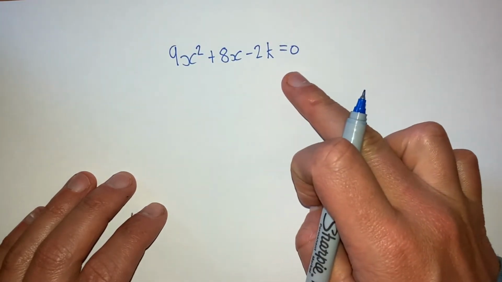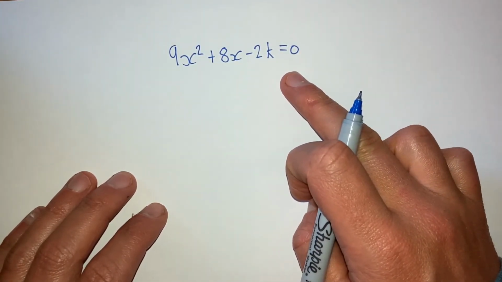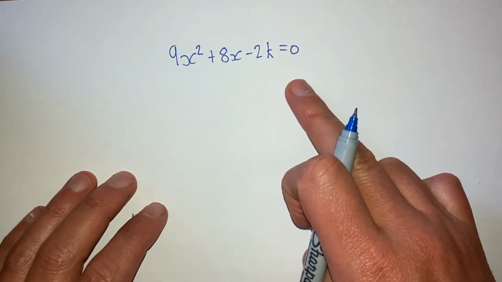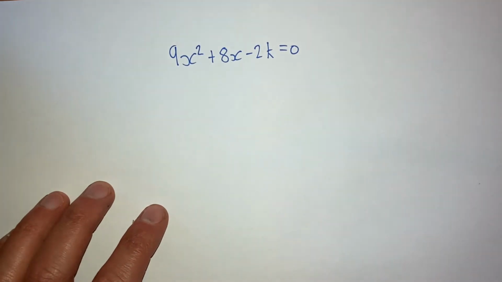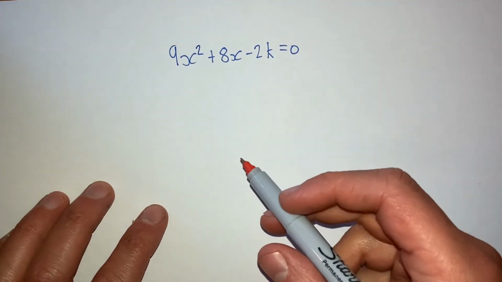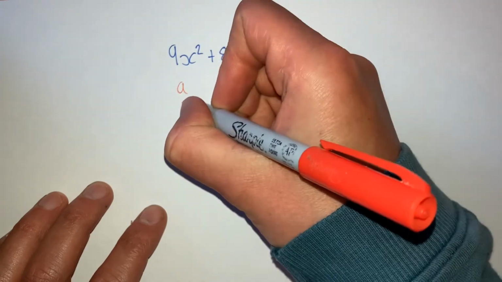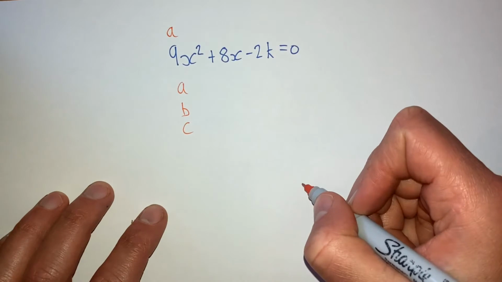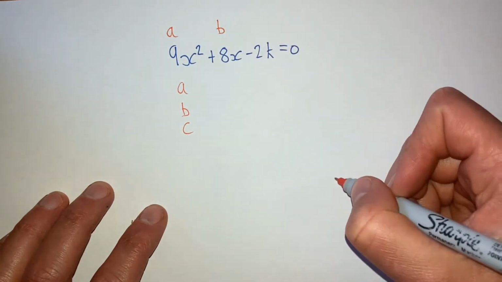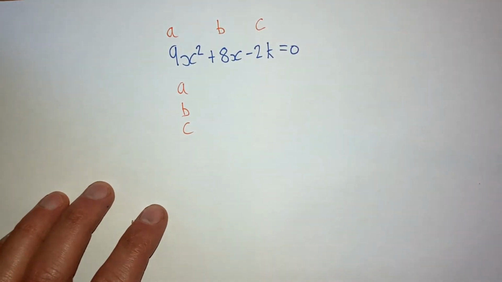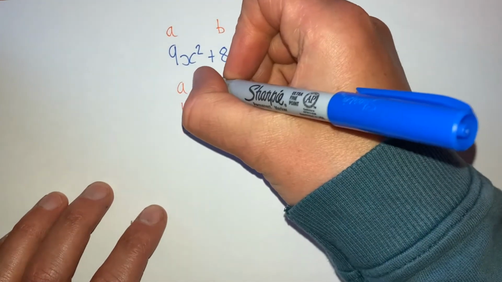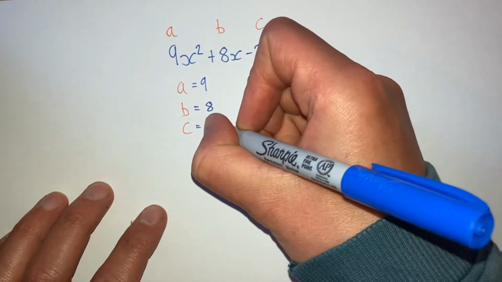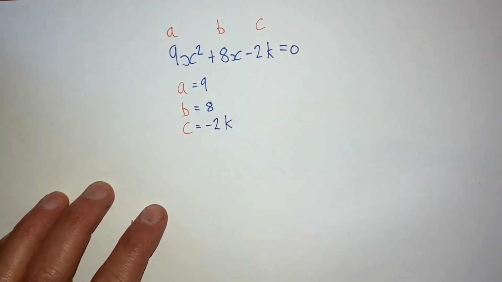Here we have a quadratic equation, and we're going to find the range of values for k such that this equation has 2 distinct real roots. The first thing to do is to write down the values of a, b, and c, remembering that we have ax squared plus bx plus c. So our a is 9, b is 8, and c is negative 2k.